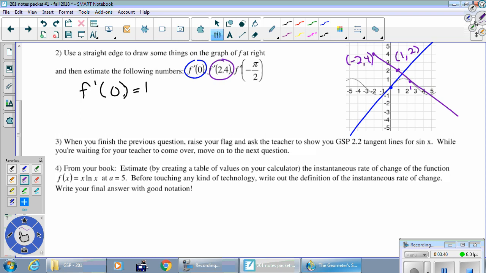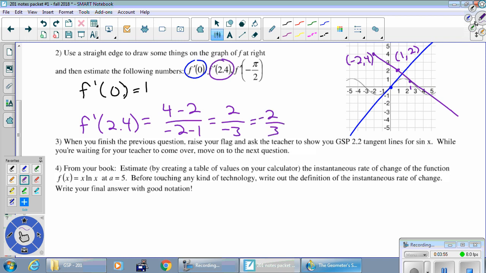Again, there's a range of acceptable full credit answers here, even though we're not all going to get the same thing. We're estimating, but we should get numbers close to each other. So change in y over change in x, 2 over -3, or -2/3. That negative is reasonable.